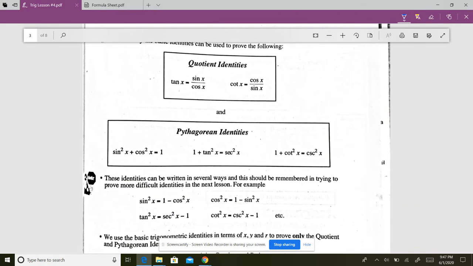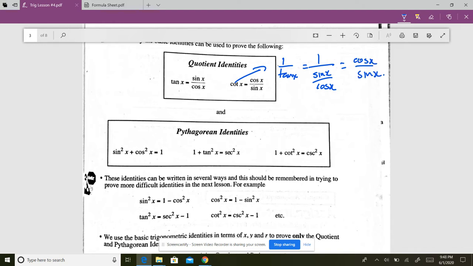Okay. So these identities, the first ones, quotient identities, tan x is sine x over cos x. Cotan, since cotan is 1 over tan, it's 1 over tan of x. That's 1 over sine x over cos x. Flip the bottom fraction, and it turns into cos x over sine x.